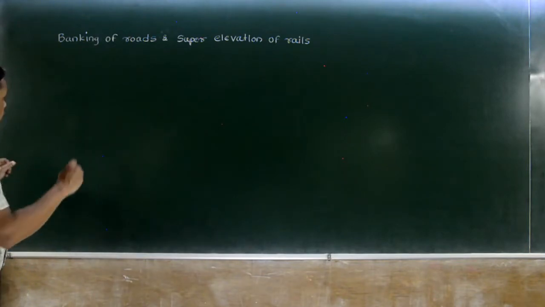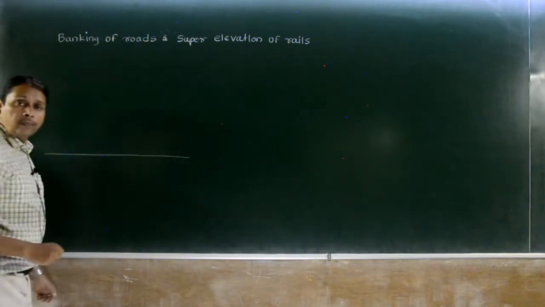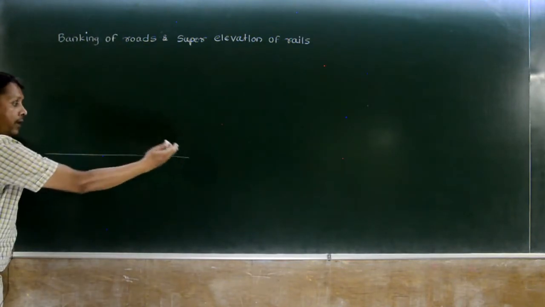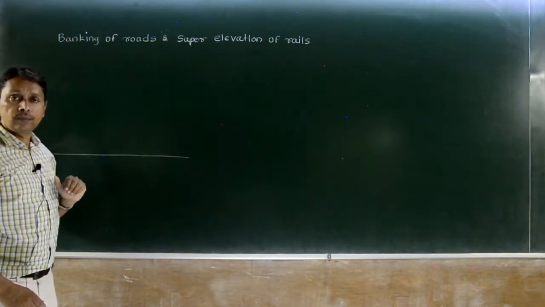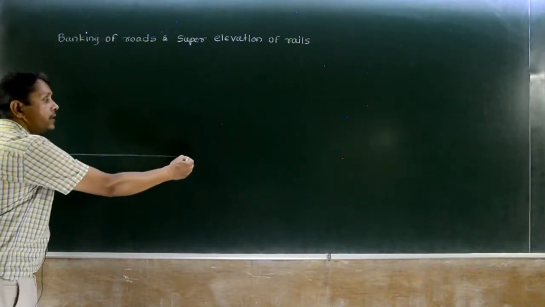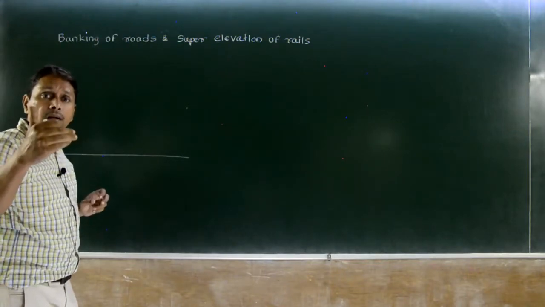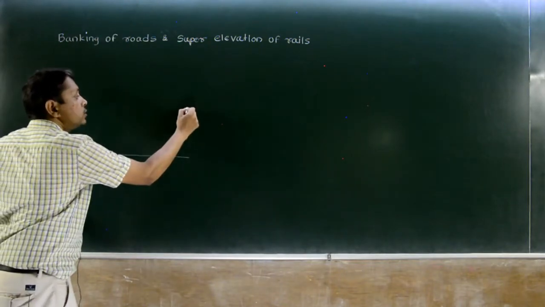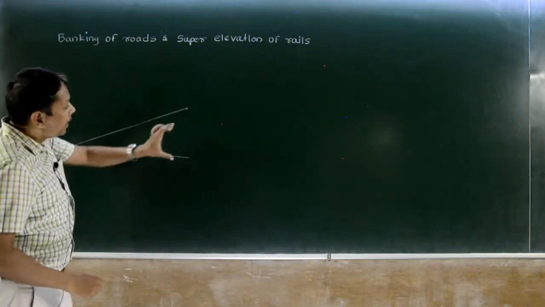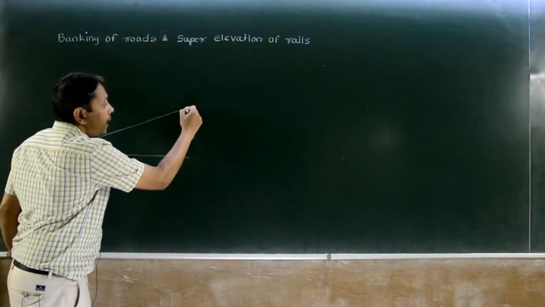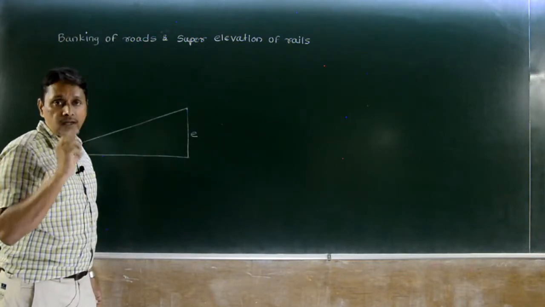So what is banking of road and super elevation? As we have this as a flat curve, with the center on this side, this is the outer edge and this is the inner edge. When the outer edge is raised above the inner edge, understood what I am saying? Suppose this end is here and join this. By how much amount it is raised is called the super elevation, applicable for a track.